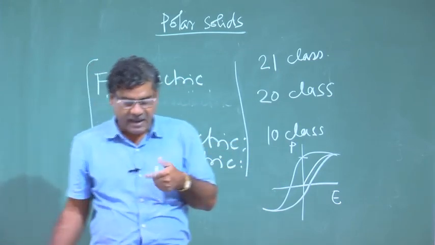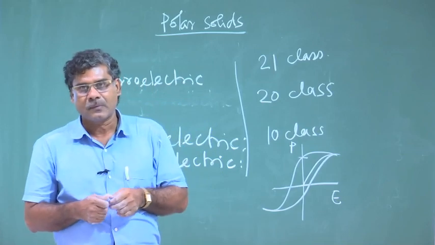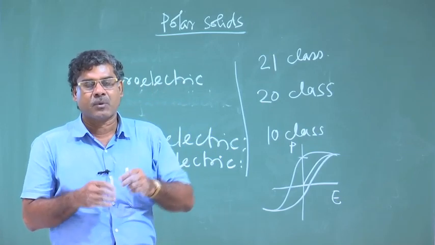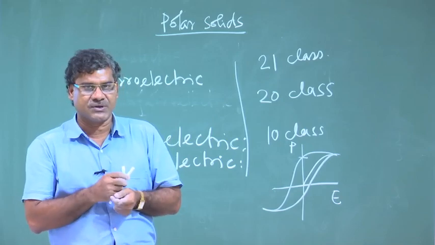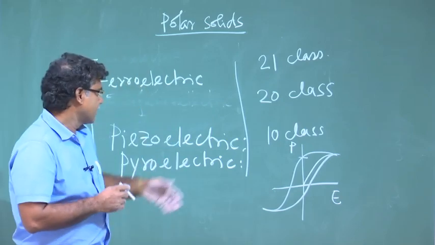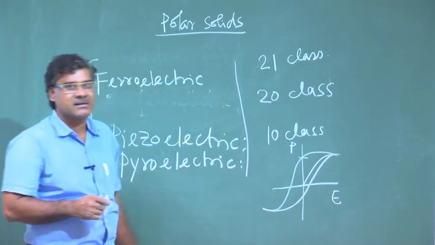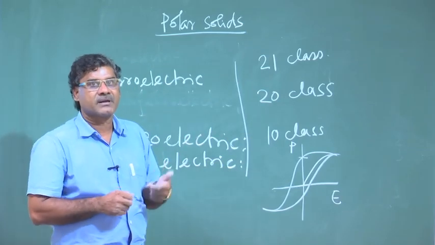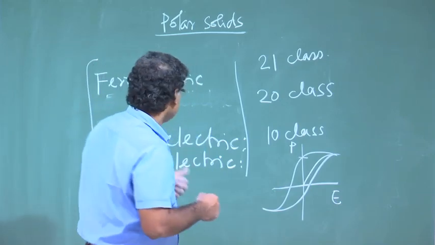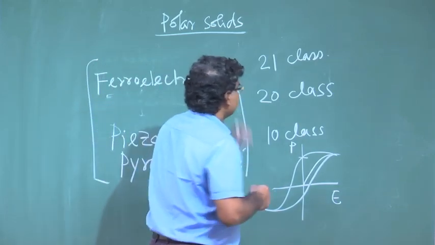So, applying an electric field, the direction of the dipole moment of all materials is not possible to change. Okay. So, there are very few dielectric materials where these dipole moments are changeable with the electric field.